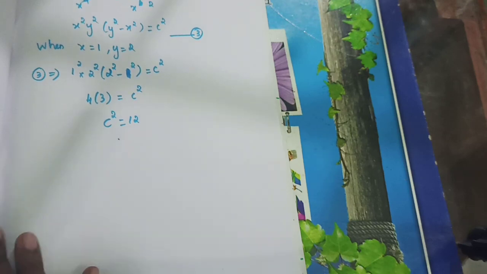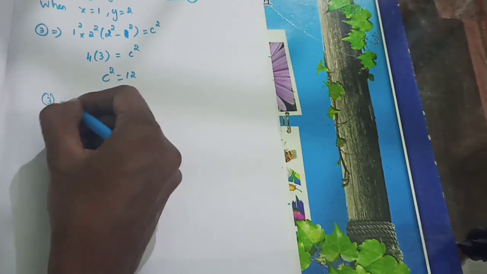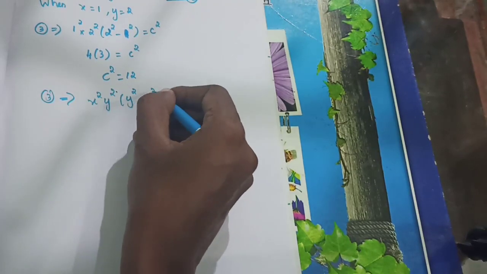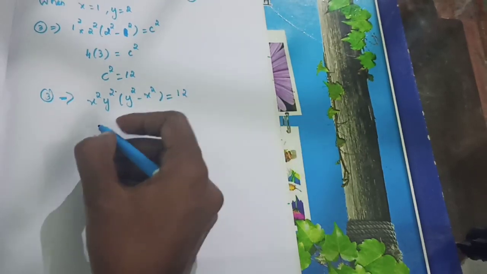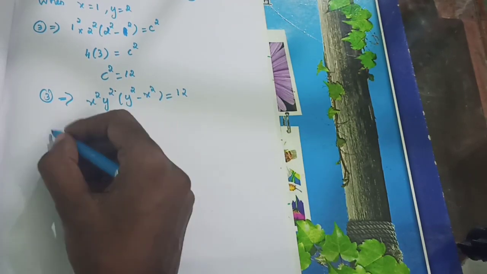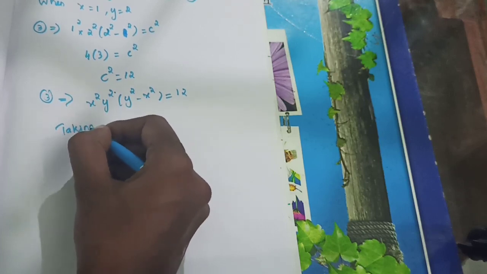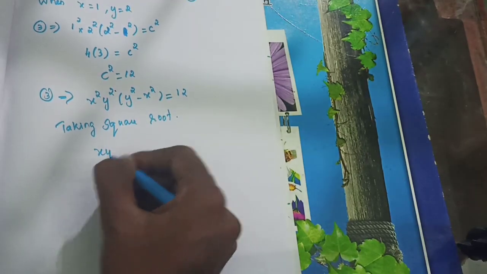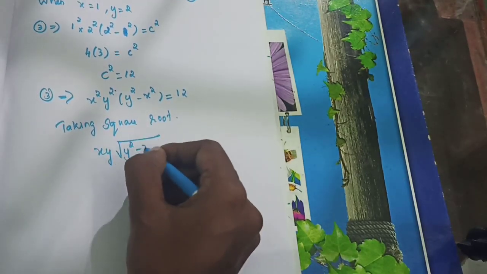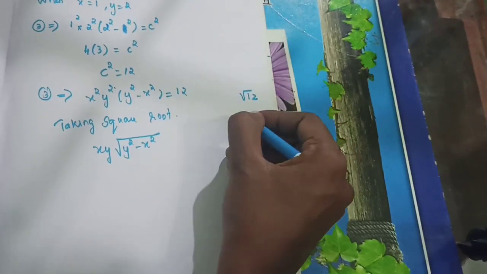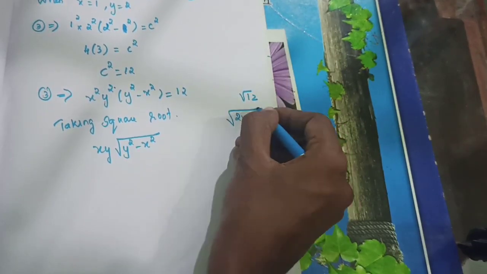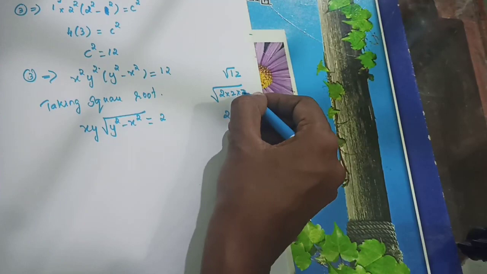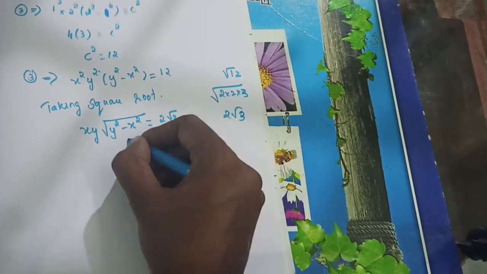Is it right? So in the place of c square you need to substitute this value. So equation 3 implies x square y square into (y square minus x square) is equal to 12. If you need, you can simplify this by taking the square root. Taking square root, xy into the root of (y square minus x square) equals root 12. For root 12, what's the value? 2 into 2 into 3 inside the square root, so this can be written as 2 root 3. Okay, so 2 root 3. This is the required answer.